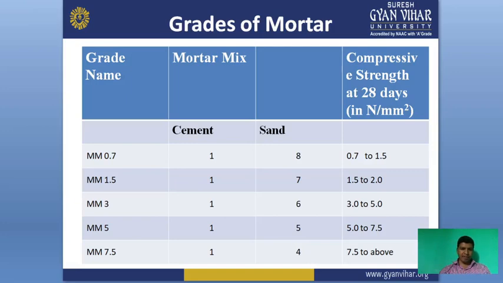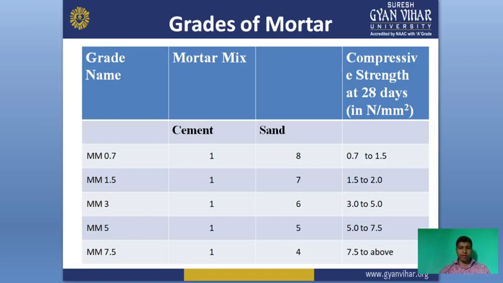MM 0.7, this is the grade name. MM means mixed mortar, and 0.7 is the grade name, like MM3, MM5, MM7.5. For MM 0.7 we have to mix 1 bag cement and 8 bags sand, and for MM 1.5 we have to mix 1 bag cement and 7 bags sand. These are the grades of mortar, and the last column shows the compressive strength at 28 days in Newton per mm square.